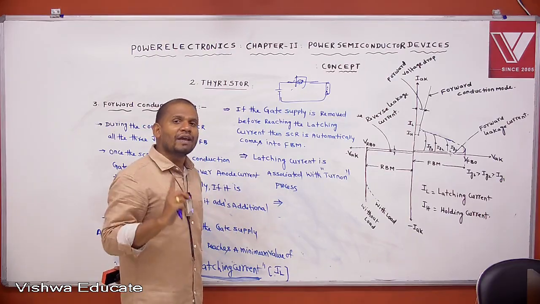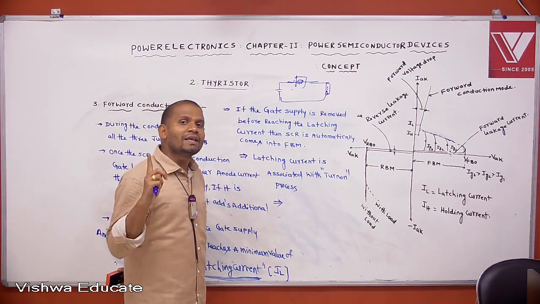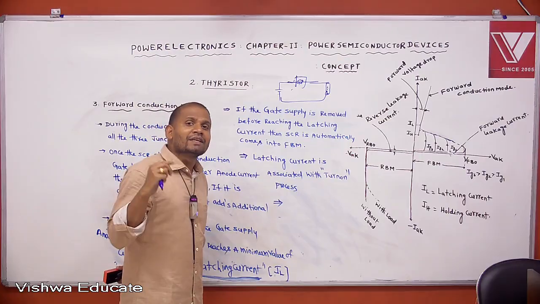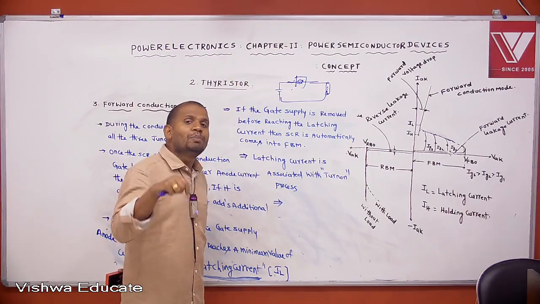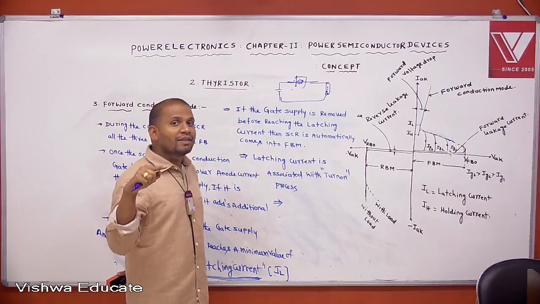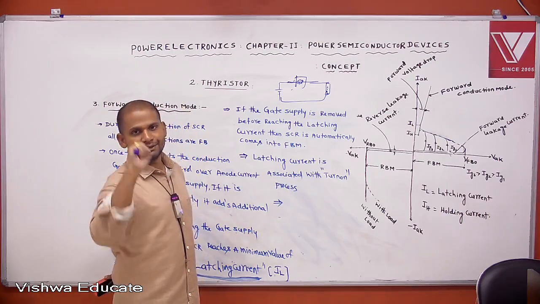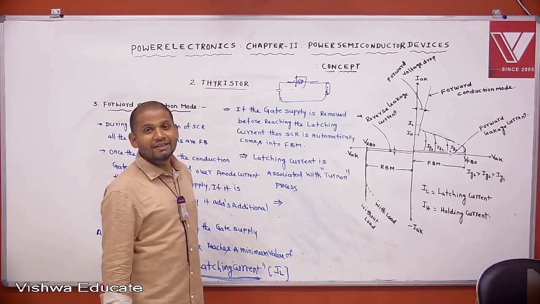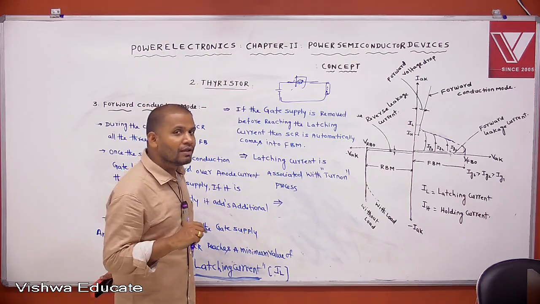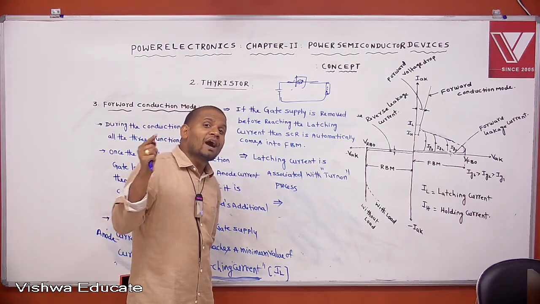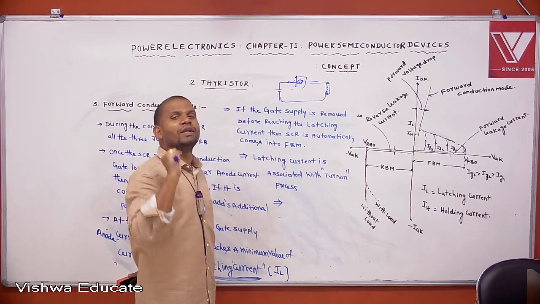To turn off the thyristor, a reverse voltage is applied and the current through the SCR is reduced below a minimum value of current. That current is called holding current. See the significance of holding current: if you want to turn off the SCR, the reference current is holding current.